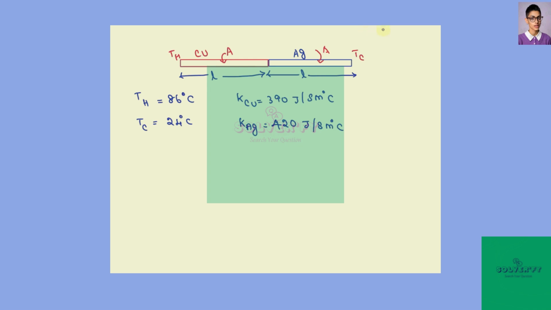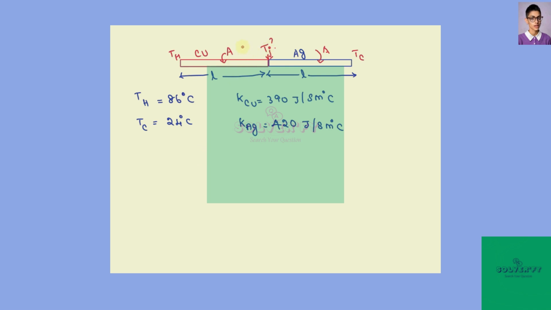In this case, we have to find the junction temperature. So at this junction we have to find the temperature. Since these are taking place under steady state conditions, the heat current flowing through the two metals will be the same. So equating them will get the result of the junction temperature.